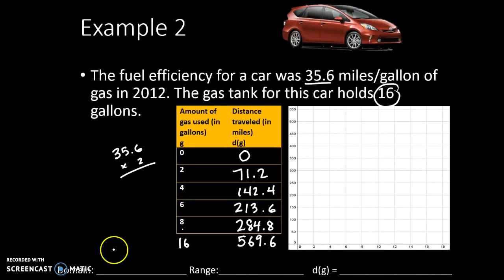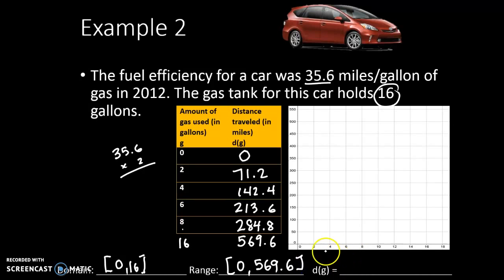So the domain is going to be from 0 to 16, because that would be a full tank of gas. The range is going to be from 0 to 569.6 miles.